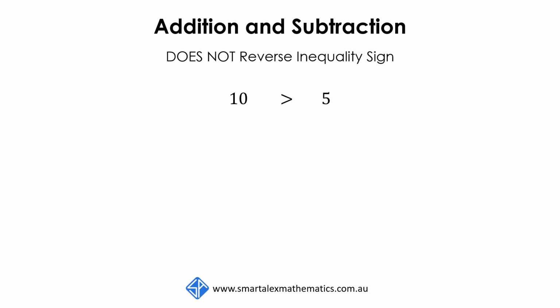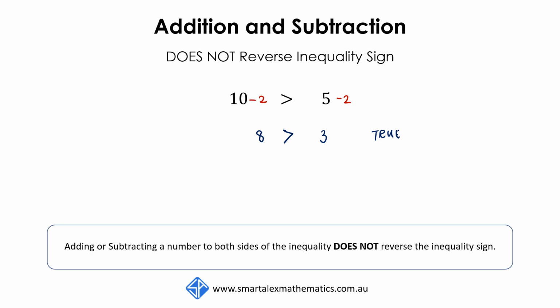Let's look at subtraction. I've got again 10 is greater than 5 as my statement. I'm going to subtract 2 from both the left and the right hand side. 10 minus 2 gives us 8. 5 minus 2 gives us 3. And of course, 8 is greater than 3. So this statement remains true. The inequality sign does not reverse. So adding or subtracting a number to both sides of the inequality does not reverse the inequality sign.